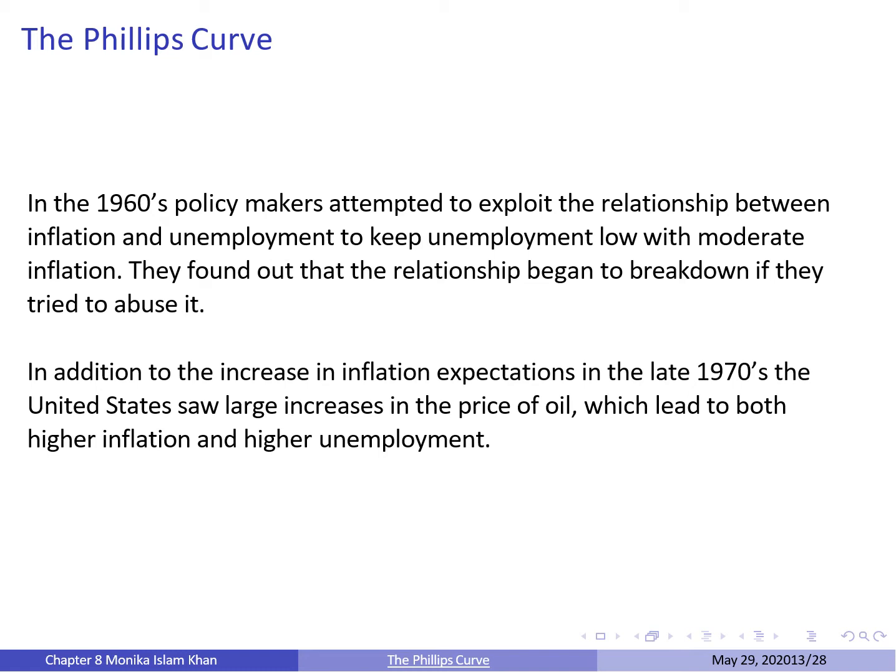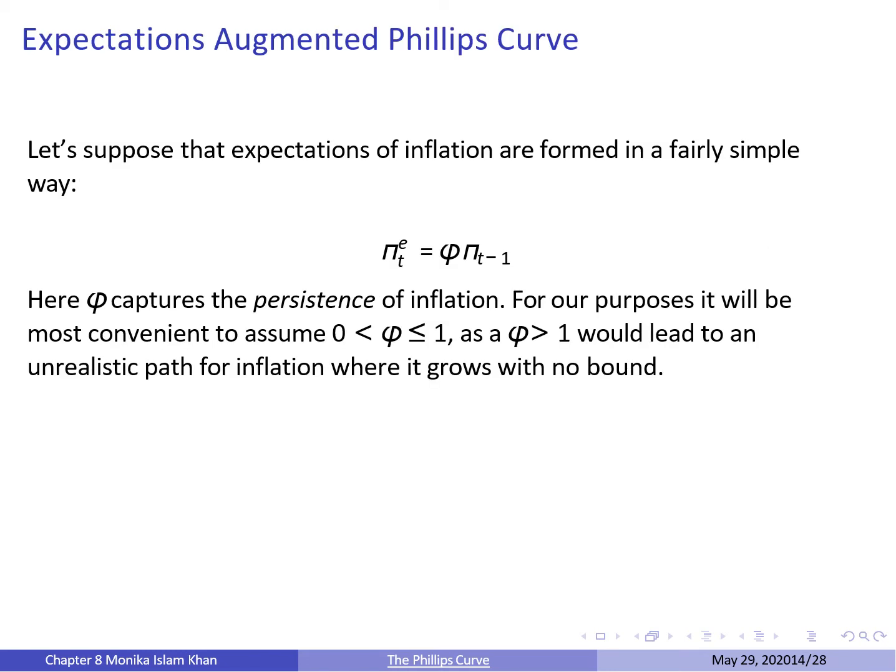As a result, people, when forming their expectations, started to take into account the persistence of inflation. This change in expectation formation changed the nature of the relation between unemployment and inflation. In addition to the increase in inflation expectations in the late 1970s, the United States saw large increases in the price of oil, which led to both high inflation and high unemployment. Therefore, it is imperative to include expectations of inflation to get the augmented Phillips curve.